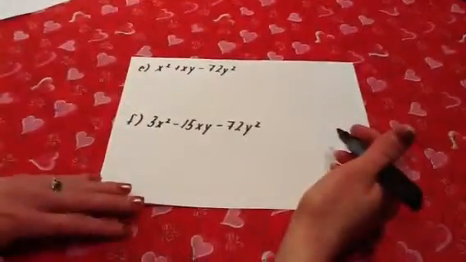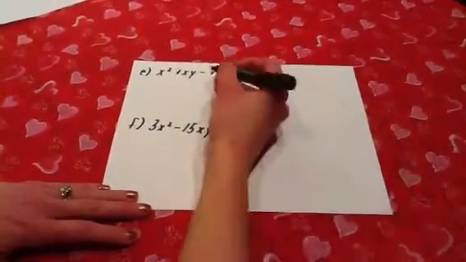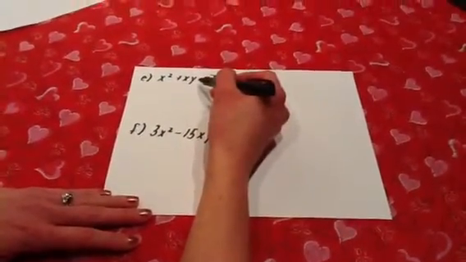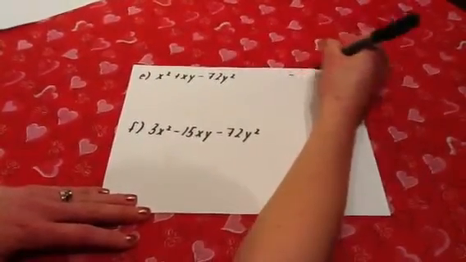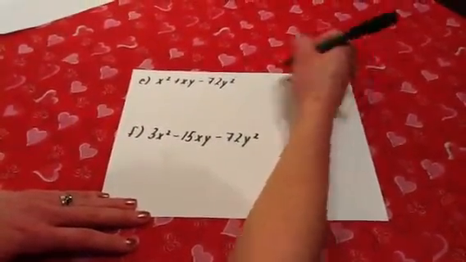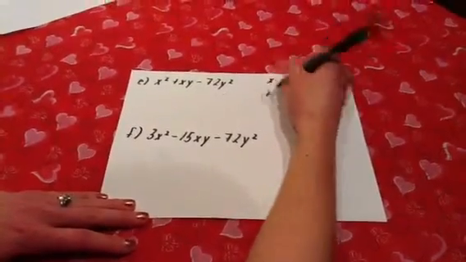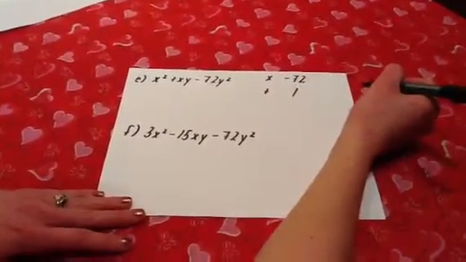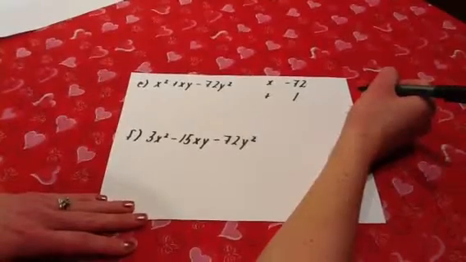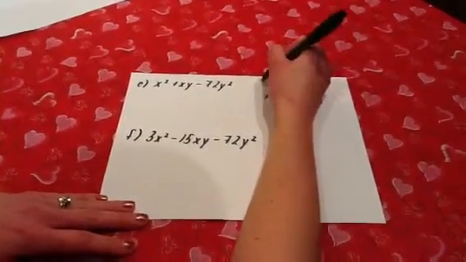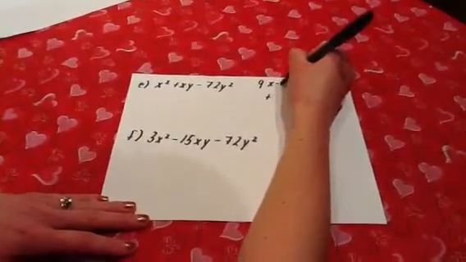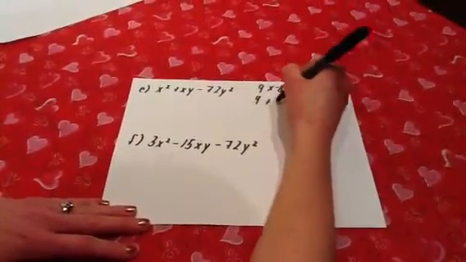So with E here, we notice that we're dealing with 2 terms, x and y. The same rules apply, so we need numbers that multiply to give me negative 72 and add to give me positive 1. So that would be 9 and negative 8.